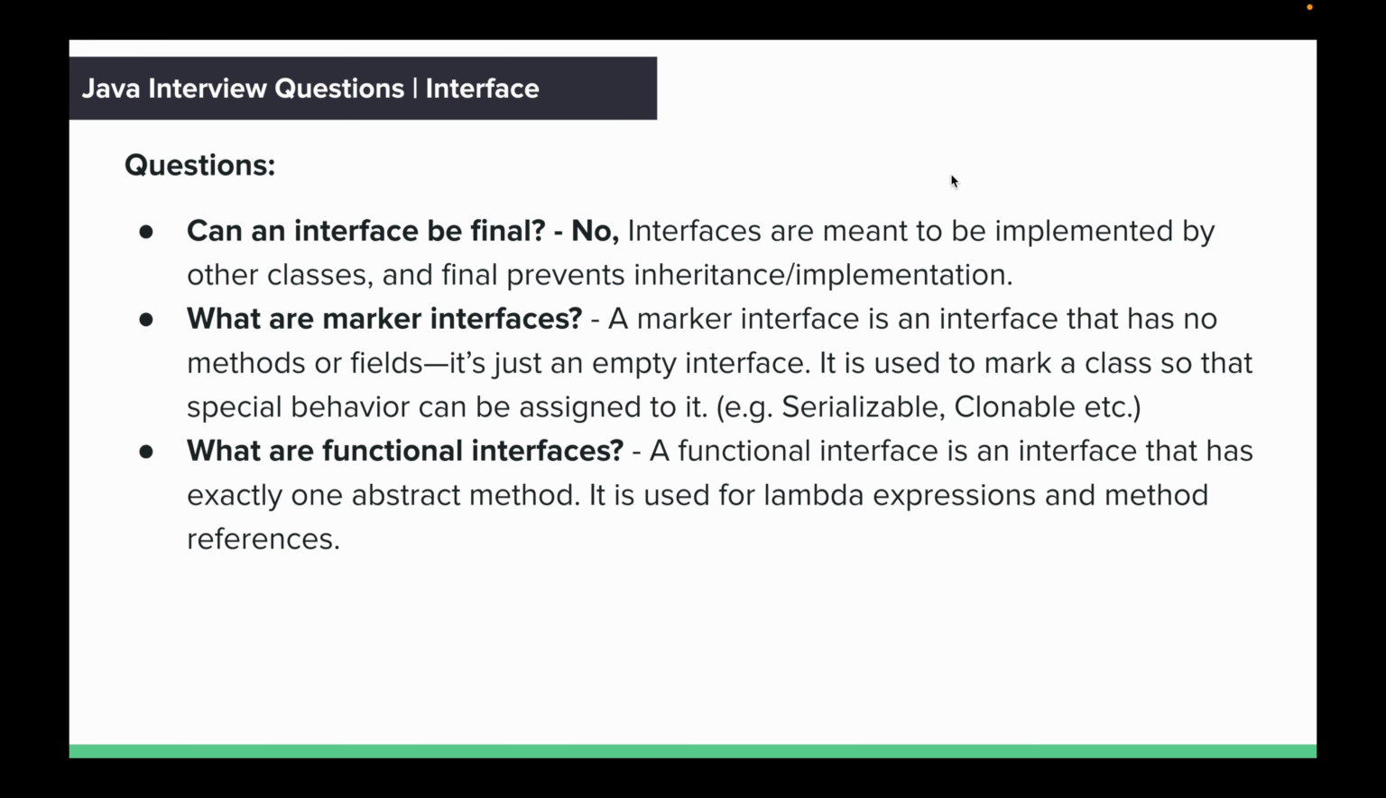Now, there are a couple of quick questions that we may get around interfaces. Can an interface be a final interface? The answer is pretty simple: no, because interfaces are meant to be implemented by other classes, and the final keyword prevents inheritance or implementation. So that is the reason we cannot use a final keyword with the interfaces.